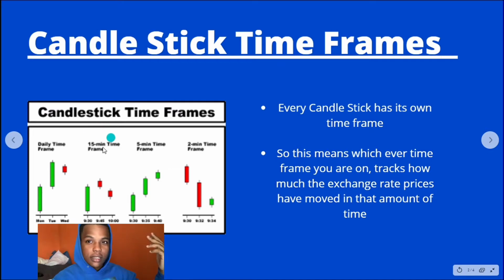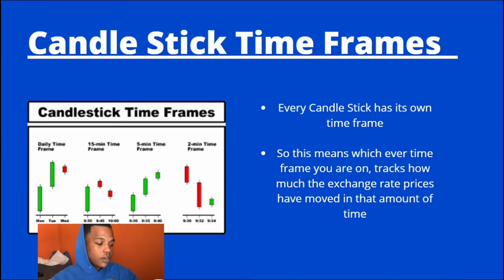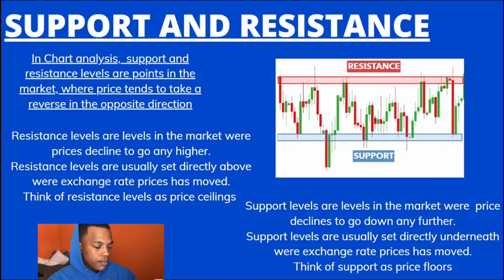You have 15-minute time frames, 5-minute time frames, and 2-minute time frames. Whichever time frame you are on, this tracks how much the exchange rate prices have moved in that amount of time. If you have a daily time frame, that's the amount of time it took for that candle to form: a day, like 5 to 5, 12 hours. But then you have 15-minute, 5-minute, and 2-minute. There are other time frames, but that's just to explain that to y'all.